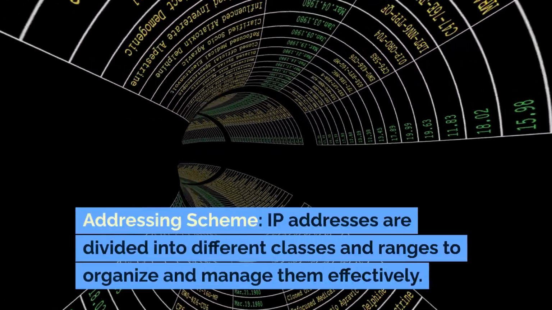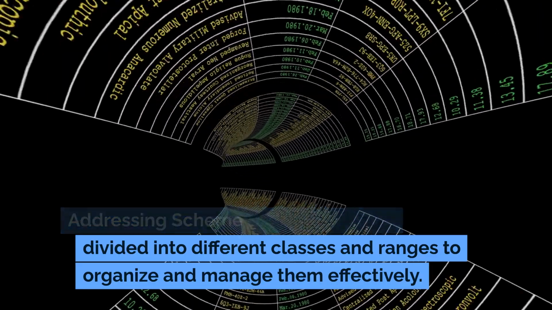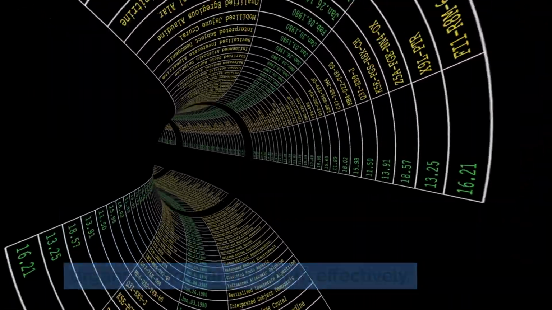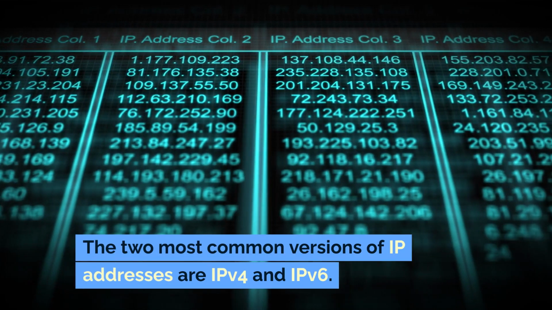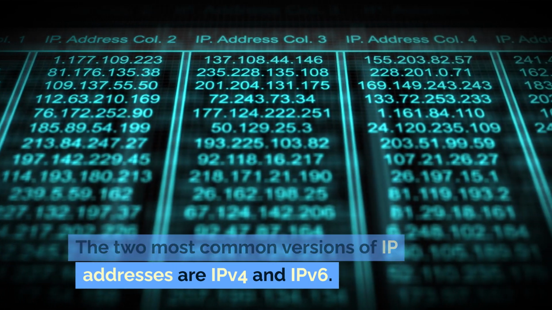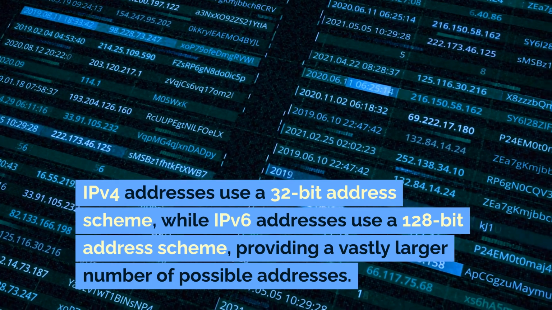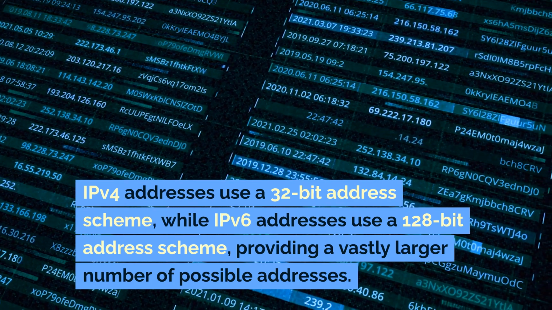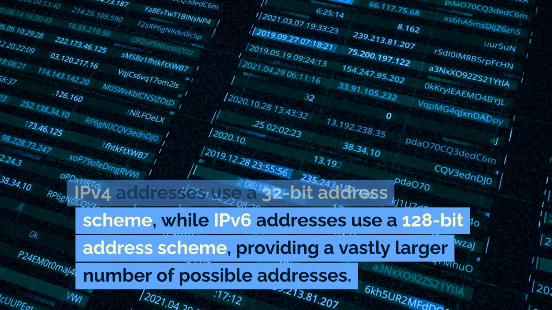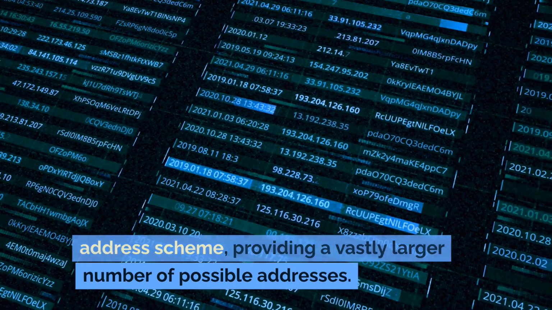Addressing scheme. IP addresses are divided into different classes and ranges to organize and manage them effectively. The two most common versions of IP addresses are IPv4 and IPv6. IPv4 addresses use a 32-bit address scheme, while IPv6 addresses use a 128-bit address scheme, providing a vastly larger number of possible addresses.